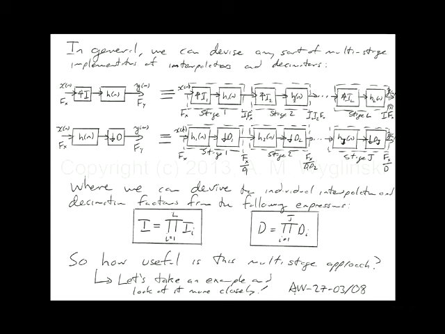So what happens is, if you have multiple stages of upsamplers and filters, at the end of the day, your overall upsampling rate, your interpolation rate, I, multiplied by your initial sampling rate, will give you the new sampling rate. And same thing with respect to the downsampling, except that in this case, what you do is you take the sampling rate and you divide it by D. And you divide it by D1, and then divide it by D1 times D2, and then all the way to divide by overall D.